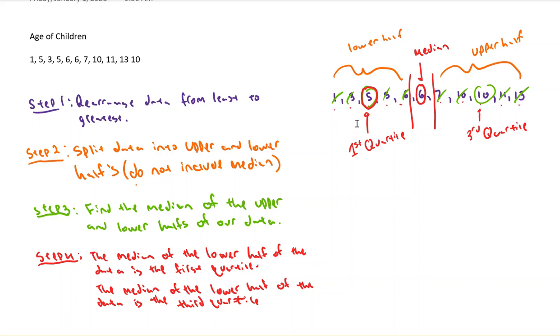They are a critical part of our 5-number summary that you're going to use to get your IQR, your interquartile range.